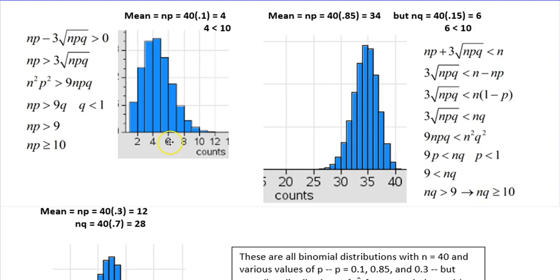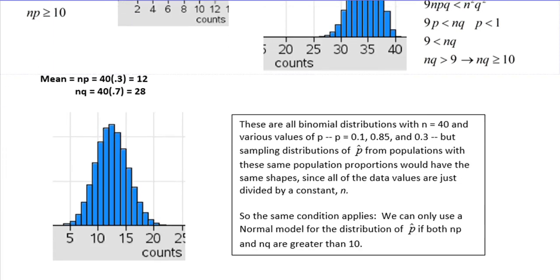So for something with a small population proportion p that is skewed to the right, we would want to check that np was greater than or equal to 10. If something is skewed to the left with a high p-value, we would want to make sure that nq is greater than or equal to 10. So here's an example where p is 0.3 and q is 0.7, sample size of 40. Both nq and np are greater than 10, and you can see that the distribution of the binomial is fairly symmetric and that a normal model looks like it would be reasonable.